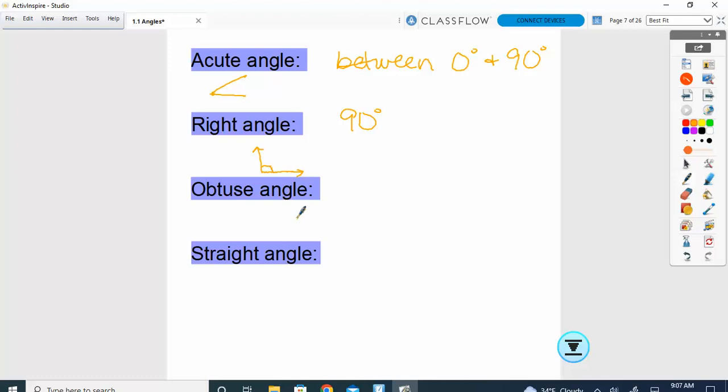What's an obtuse angle? Greater than 90. Because we are going to see angles bigger than what you've seen in the past, we're going to alter our definition a little bit. We're going to say it's between 90 and 180. Something like this would be obtuse. What would be a straight angle? A straight line, 180 degrees.